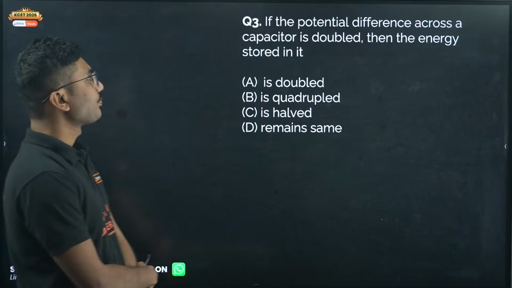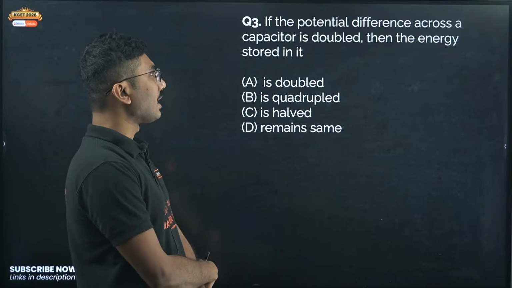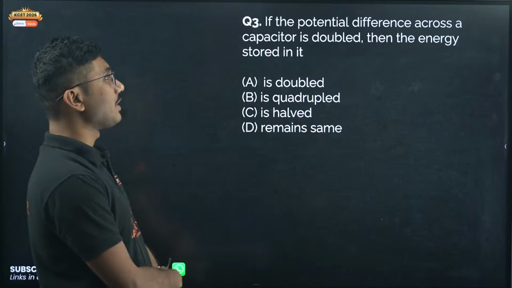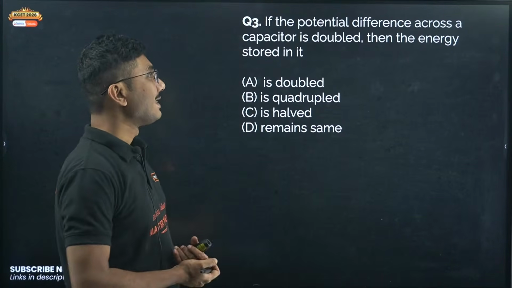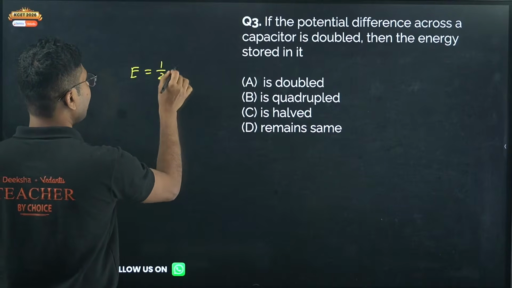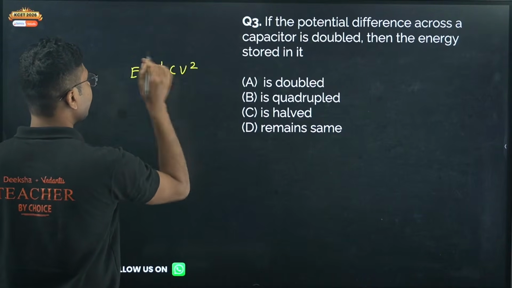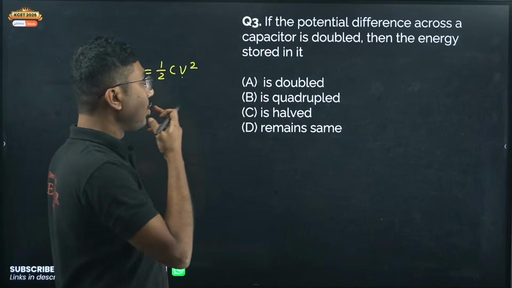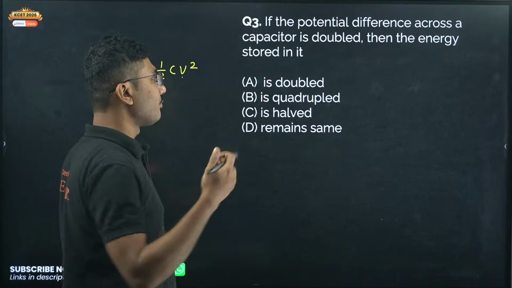Next question. If the potential difference across a capacitor is doubled, then the energy stored in it. Potential difference across a capacitor is doubled, then energy stored. Energy stored is given by half CV square. Now C is constant, so if you double the voltage, energy will be quadrupled or 4 times.